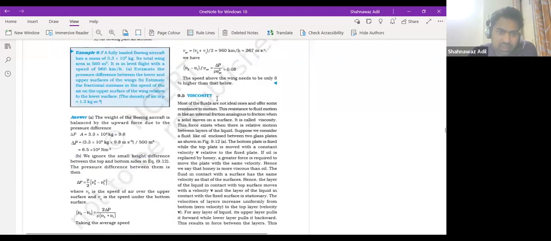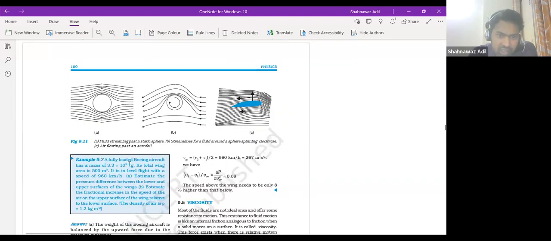Okay, this is the question. A fully loaded Boeing aircraft has a mass of 3.3 into 10 to the power 5 kg. Its total wing area is given. It is in level flight with a given speed. Estimate the pressure difference between the lower and upper surface of the wings. Estimate the fractional increase in the speed of the air on the upper surface of the wing relative to the lower surface. The density of air is given, right?